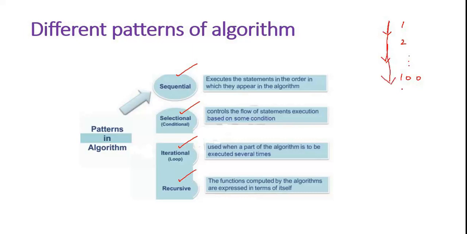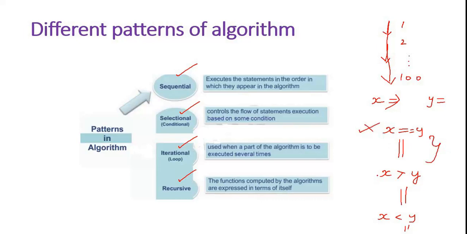It will go sequentially. Whereas with conditional, say I have two numbers x and y. If x is equal to y, I will do a certain operation. If x is greater than y, I will do a certain operation. If x is less than y, I will do a certain operation. Now I will not go sequentially. If a condition is not satisfied, I'm not going to do those things. If the condition is satisfied, I will do this and terminate, I will come out of the program.